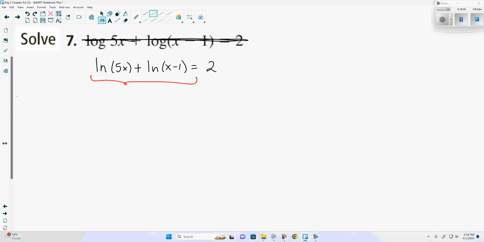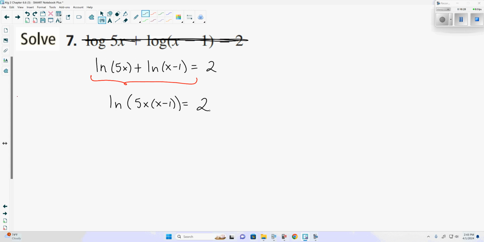Now, even though it is the natural log instead of log, our first property still holds true. Since we have two of the same logs being added together, I can rewrite it as a single log with what's inside being multiplied together. What can we do next?